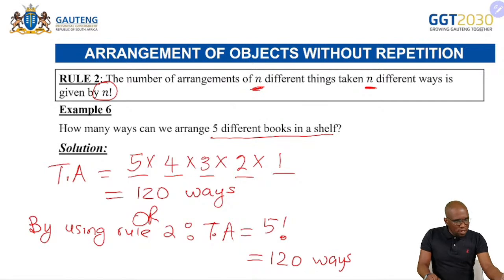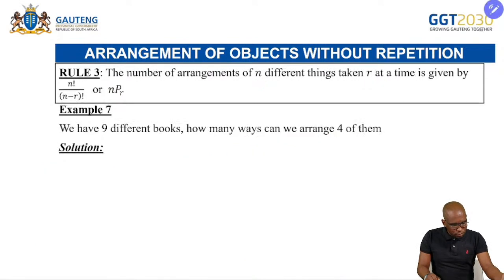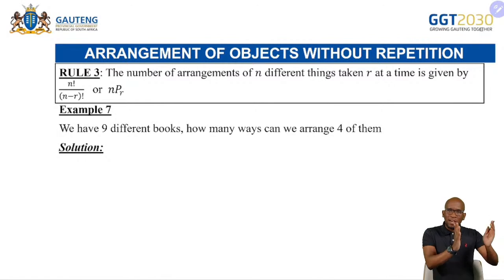Right, moving right along with this, we move on to rule number 3. Remember, rule 1 was talking about the fundamental counting principle. If you have m ways of performing one task and n ways of performing another, then to perform both of them combined, you'd have m times n. That was rule 1, the fundamental counting principle, or the basis of all the rules that we're going to use. And then rule 2 says if you have n different objects and you want to arrange n of them, then you can do that in n factorial ways.